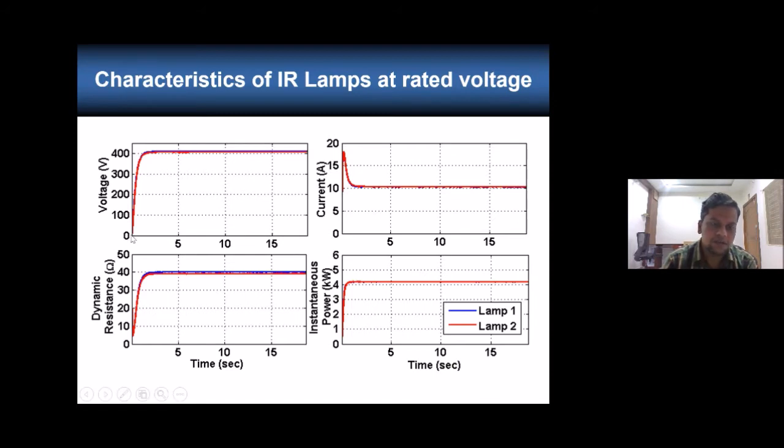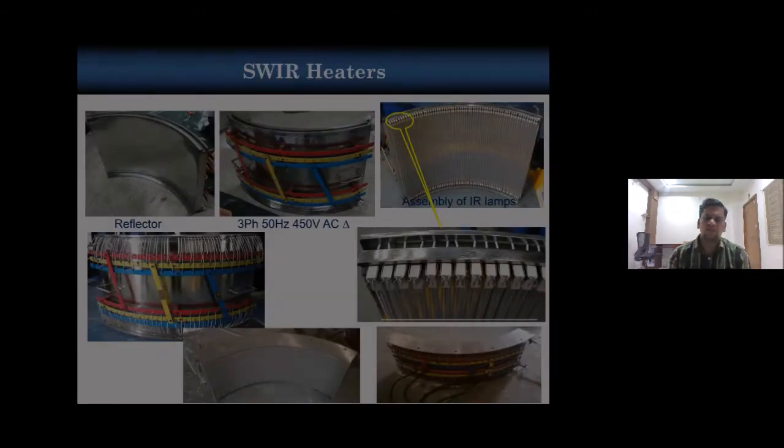Now you can see I have given a voltage of 415 volts to a 4 kilowatt lamp only. This is for the lamp. You can see here the current initially surges to almost 17-18 amps, and then settles at 10 amps. This initial part is due to surging, mainly because of the cold resistance of the tungsten filament. Then we can calculate dynamic resistance. Within fractions of a second it can reach its rated power of 4 kilowatt for 415 volts rated voltage at a very fast rate. That is the advantage of the IR heater.